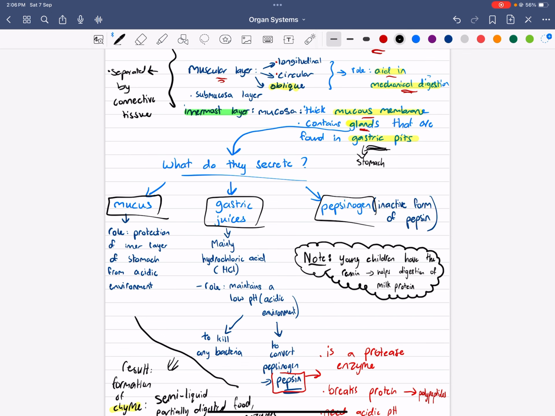Now let's take it one by one. If we're going to look at mucus, what does the mucus do? It has two roles usually. It's protection of the inner layer of the stomach from the acidic environment, and also for lubrication.